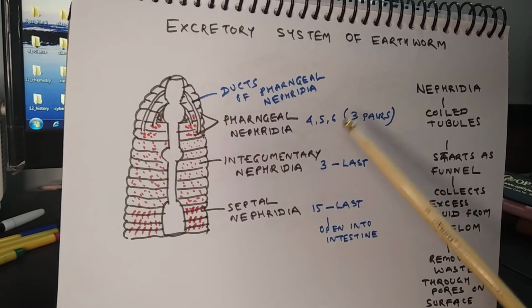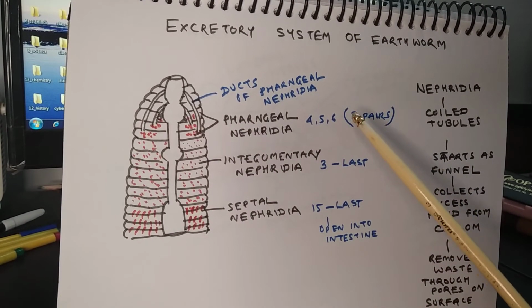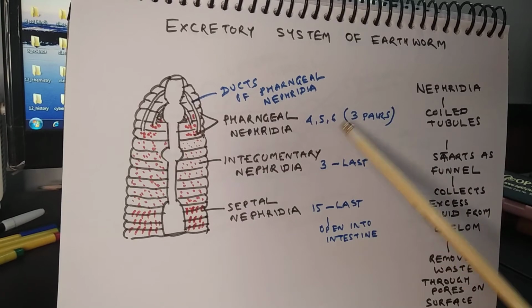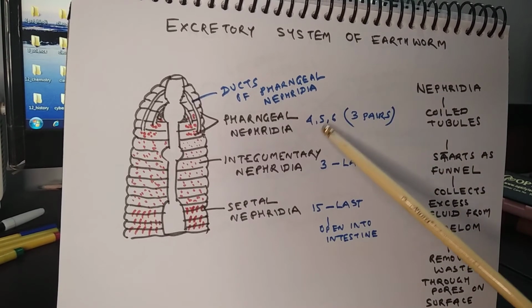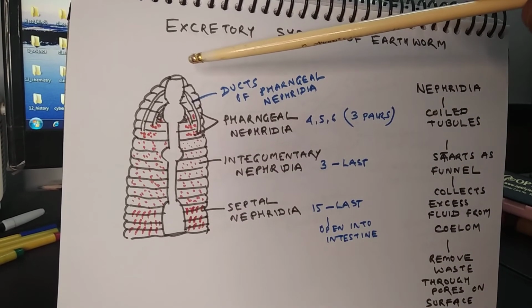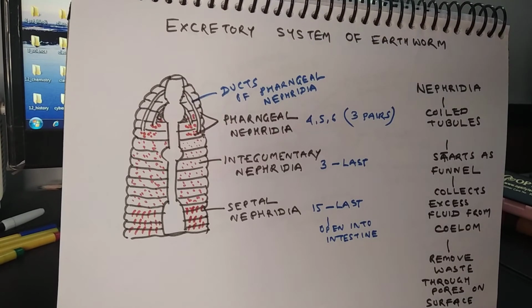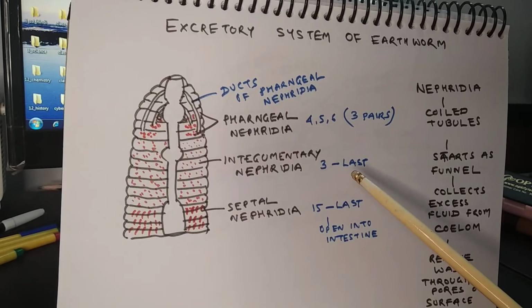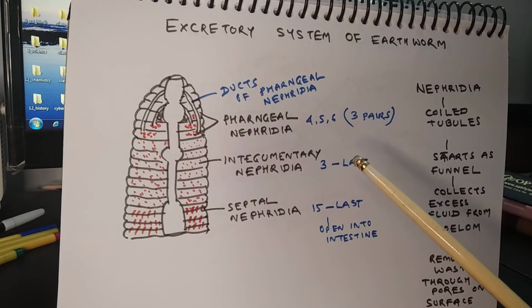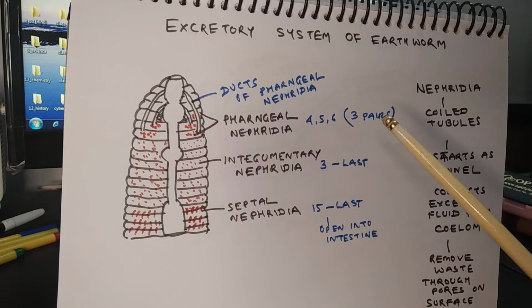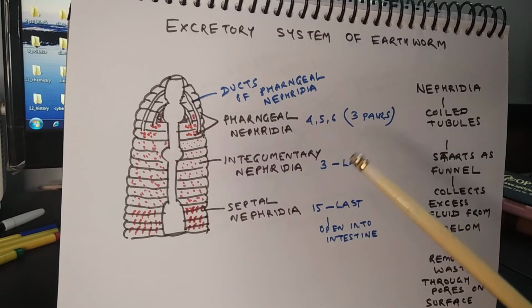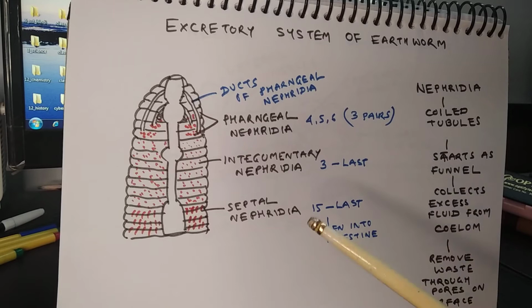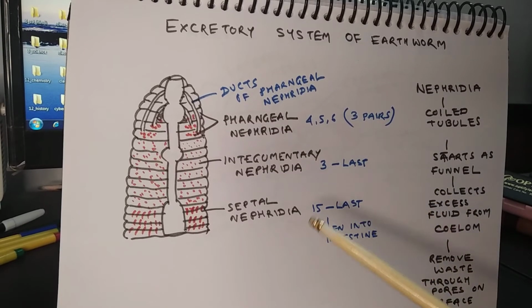The pharyngeal nephridia, there are 3 pairs, 1 pair each in the 4th, 5th and 6th segments, and these are connected with ducts of pharyngeal nephridia from the alimentary canal. Integumentary nephridia are present from the 3rd to last segment, and they open on the skin in different segments through small pores. Integument means skin.